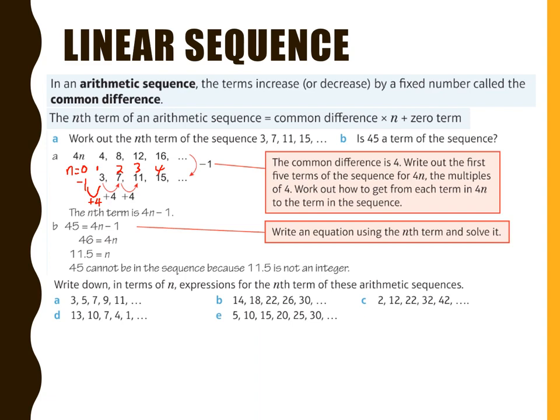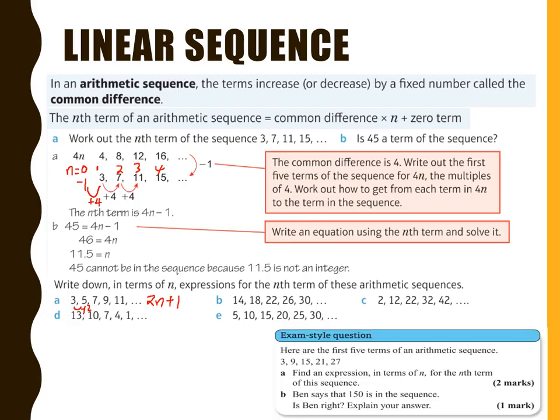Okay, write down in terms of n expressions for the nth term of these arithmetic sequences. So if I was to do this, I know it's going up by 2. So it's +2, +2, +2, +2. So it'll be 2n for me. And then what do I need to do to 2n to get to 3? +1. And that is my expression. So try and do the rest.